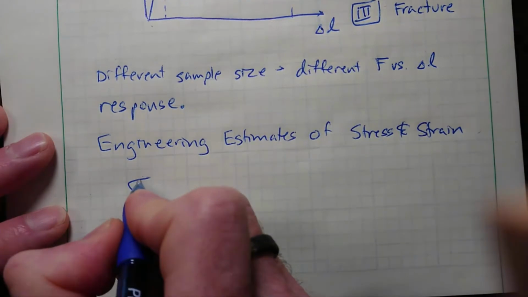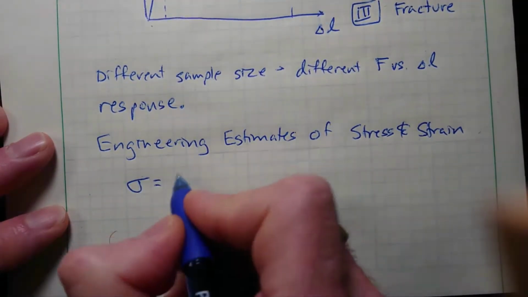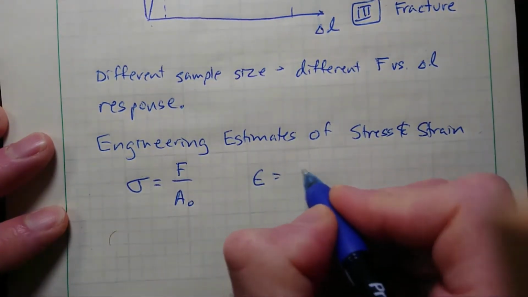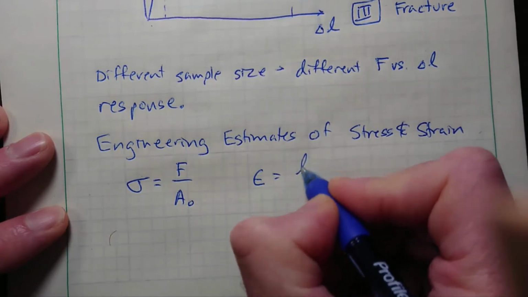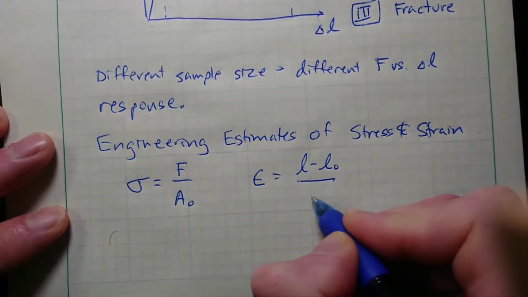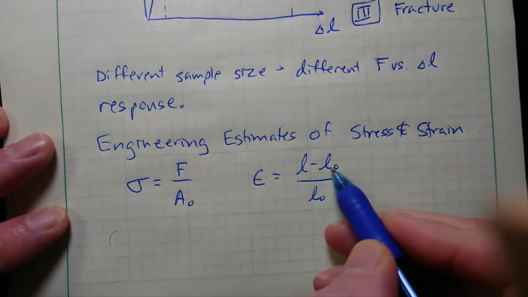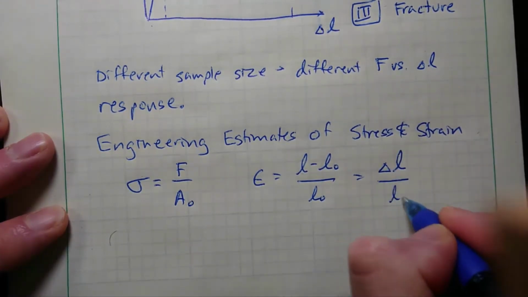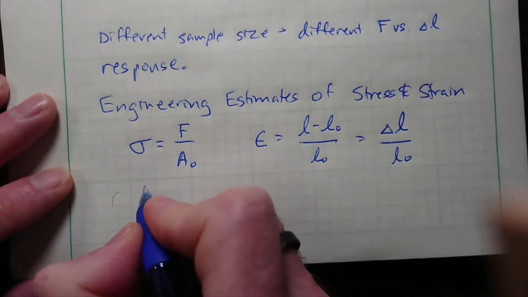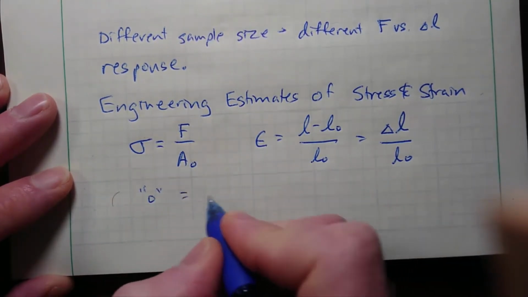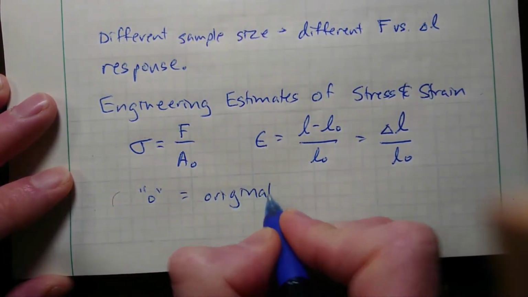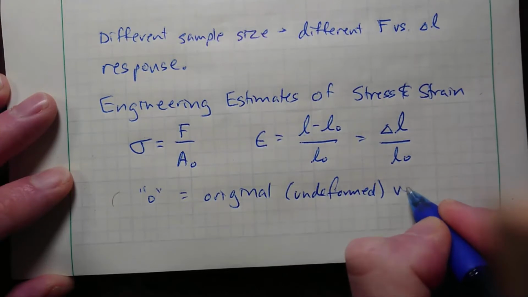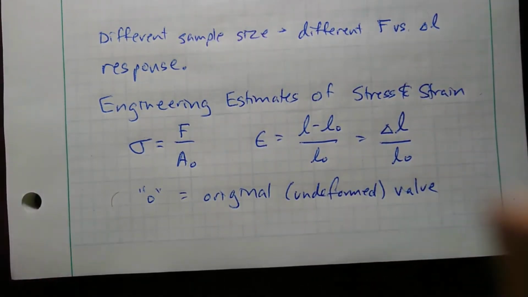And so engineering stress, as you may recall from your solid mechanics classes, is the force over the original area. And engineering strain in uniaxial tension is L minus L0 over L0. That's the instantaneous length minus the original length over the original length, which I always just generally write as delta L over L naught, where the subscript 0 represents the original or undeformed value of the area or the length.